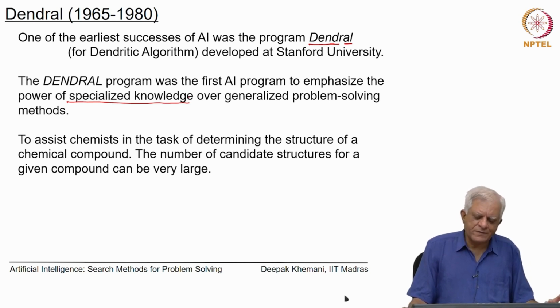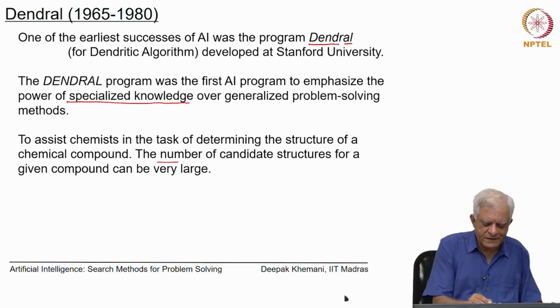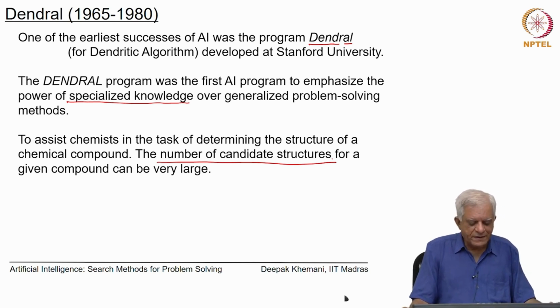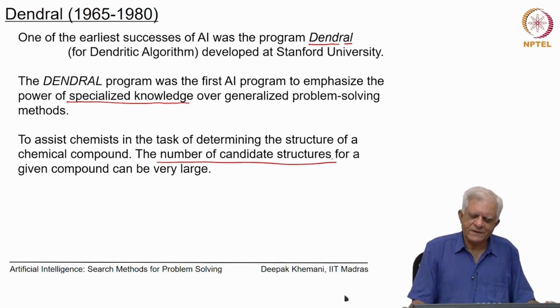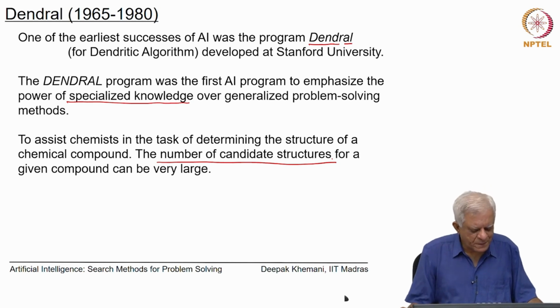So, the problem the chemists were facing was that the number of candidate structures can be very large, running into hundreds of thousands or even more, and it was a painstaking task for them to propose relevant structures and verify. Verification was done by taking the spectrogram of that structure and testing whether it really matches the spectrogram of the real material that you are working with.